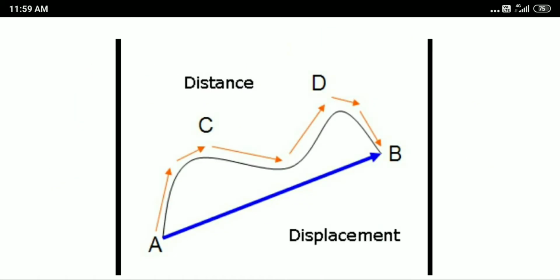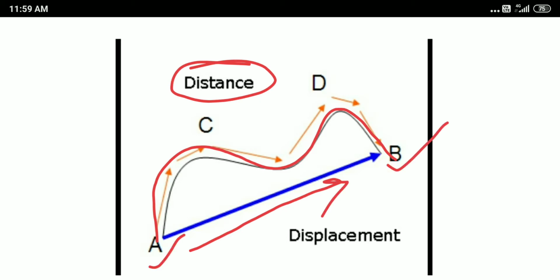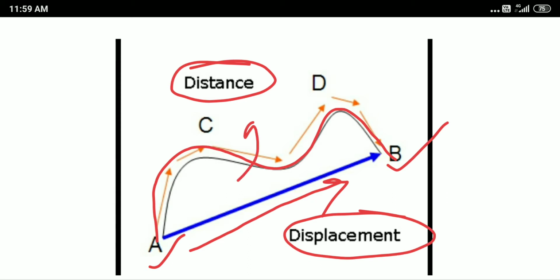Here is another example. See, in this diagram we are moving from A to B, first through C, then through D, and reaching B. So this is independent of direction, so it will be called distance. This path is in a particular direction from initial to final, so this path will be called displacement. So whatever the magnitude is between these two will be the distance, and whatever the magnitude is between these two will be called the displacement value.